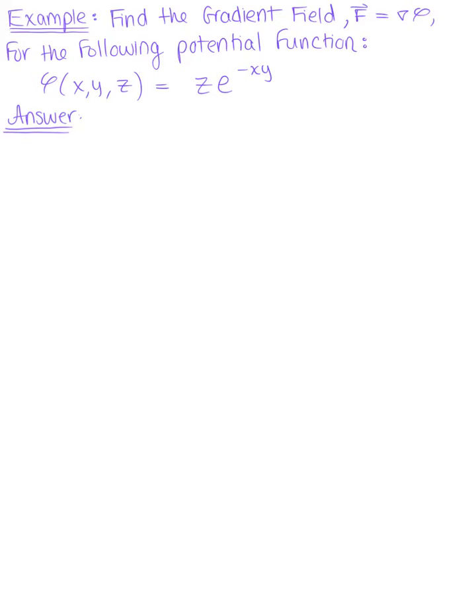Find the gradient field for the following potential function. So here we have phi of xyz is equal to z times the natural exponential raised to the minus xy. So we know that the gradient is defined by the operation of taking the partial derivatives. So we have to take the partial derivatives with respect to our three variables here. So we're going to start by finding all first order partials.